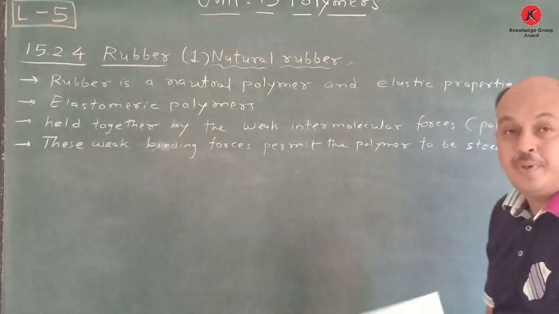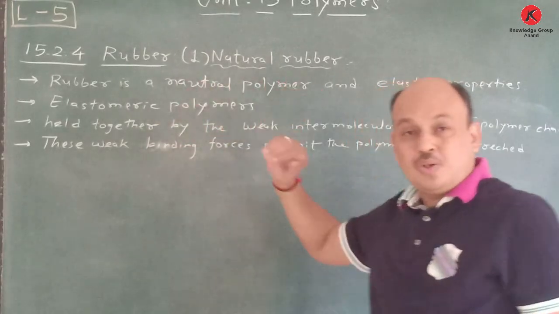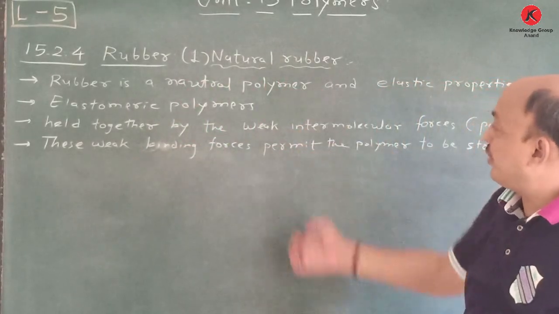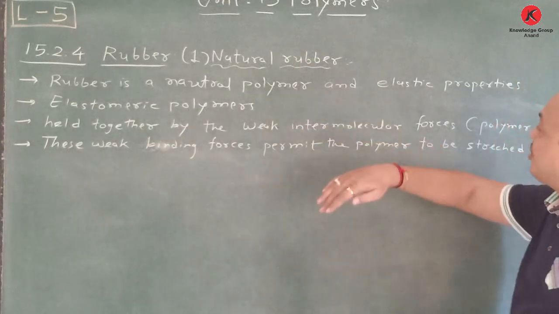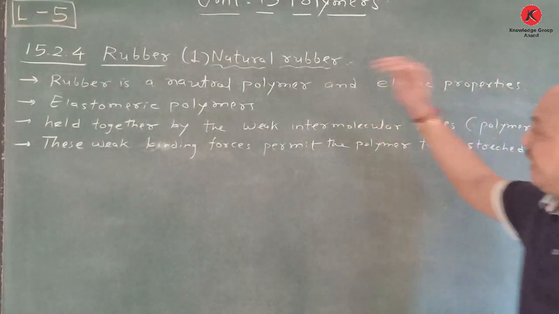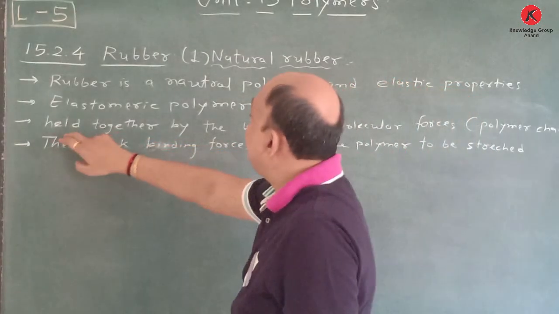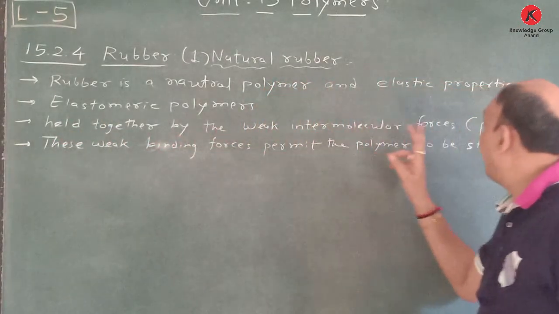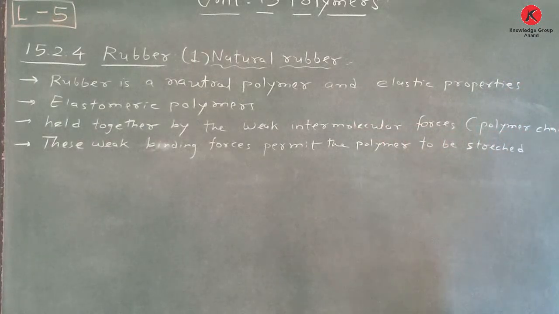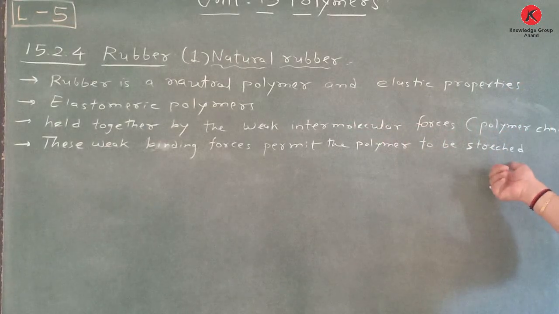Remember, it is very important. A question may be asked: write a note on rubber. So you have to write this much. Rubber is a natural polymer with elastic properties. It is also called an elastomeric polymer, in which the polymer chains are held together by weak intermolecular forces. These weak binding forces permit the polymer to be stretched.